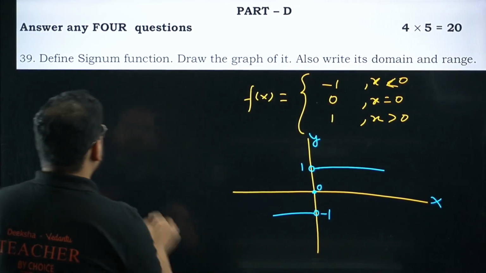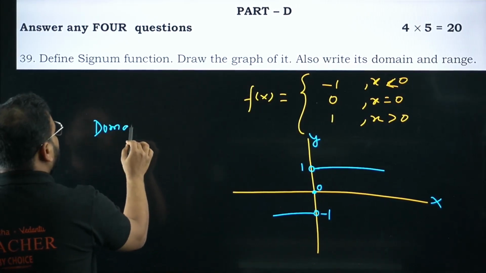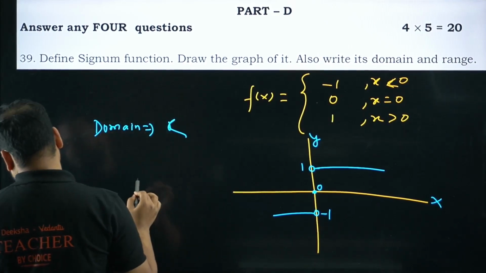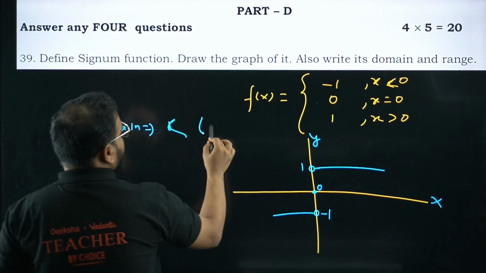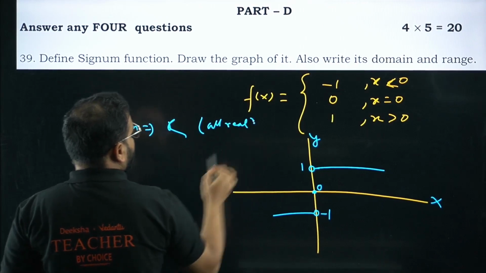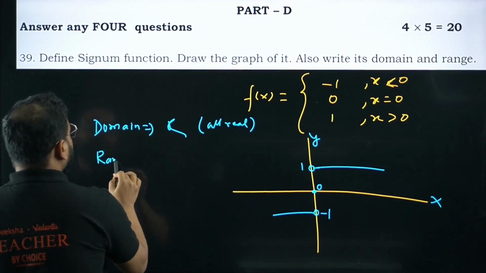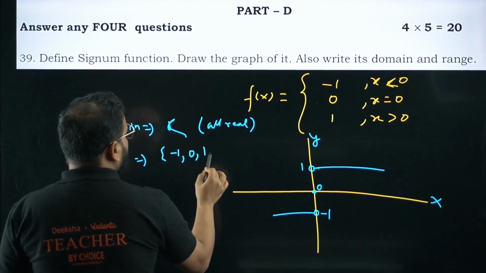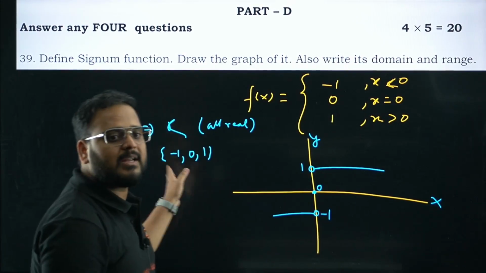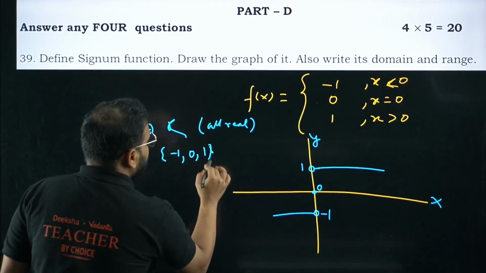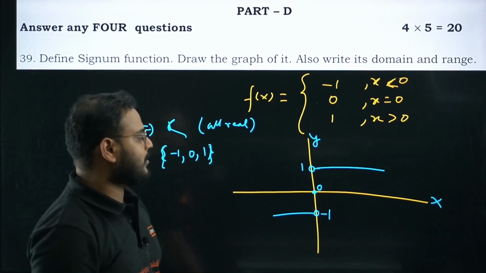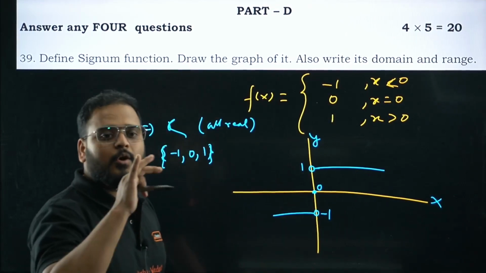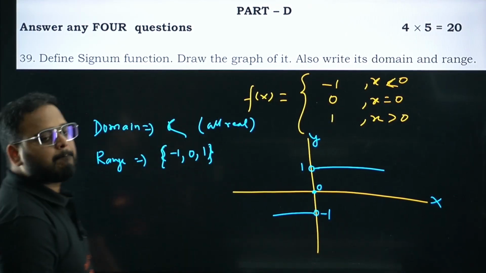What are they asking? Domain and range. Let's write the domain first. If you remember, the domain will be all real numbers. What about the range? The range will come as only a few numbers: minus 1, 0 and 1. It's not a range, it's in curly brackets, not a bracket like that. Simply individual numbers, minus 1, 0 and 1. Not from minus 1 to 0. Those only 3 numbers are the range. Okay, please check. This is your function.